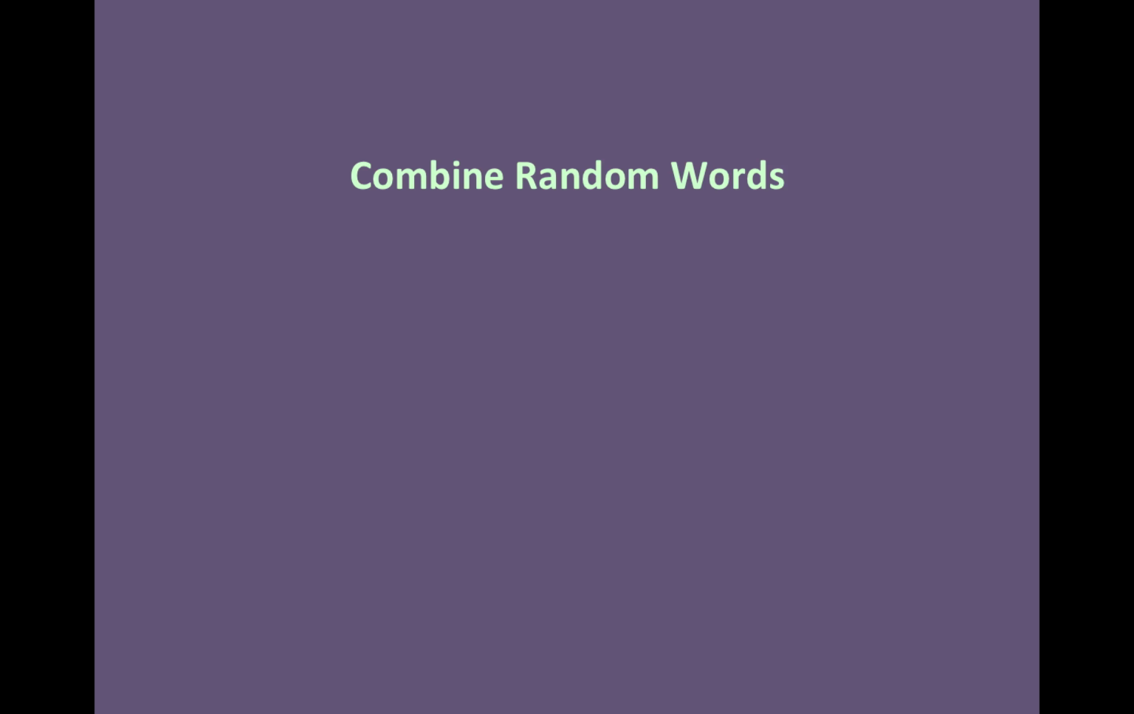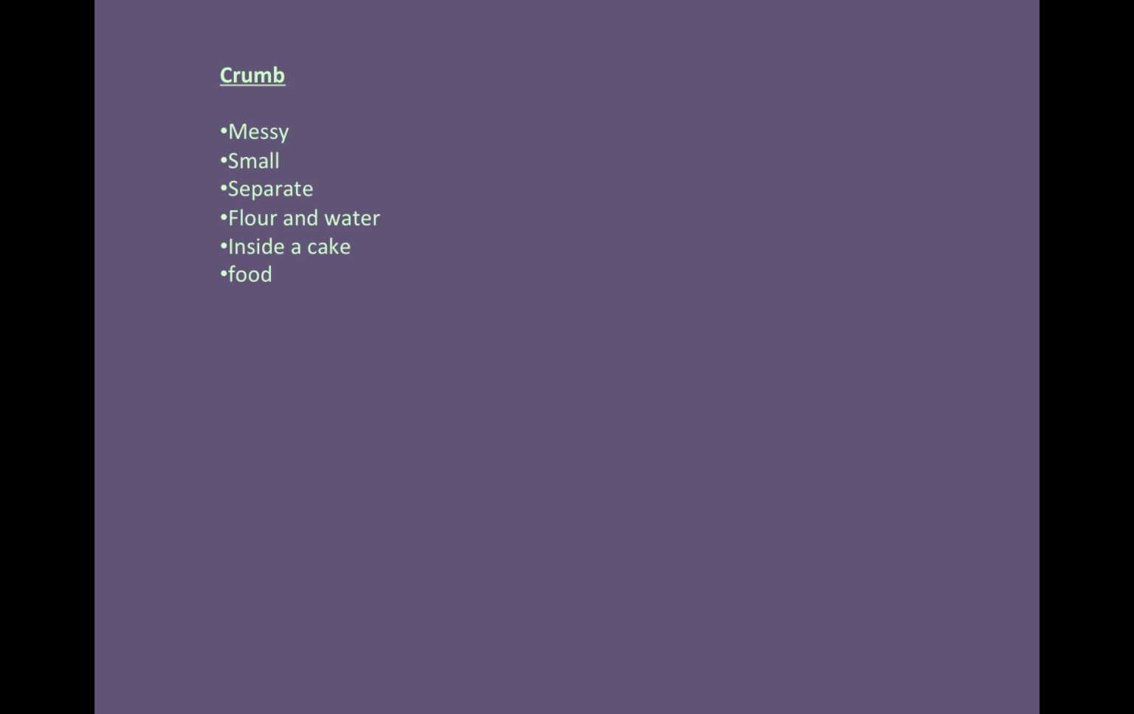Because the idea here is that by having unusual words that seem to have no relationship between each other, crumb and flower, for example, we can come up with combinations that are really interesting and unique. So by thinking of the word crumb, you might come up with things like messy, or small pieces, or separate little pieces, flour and water, inside a cake, a piece of food. You might think of bread or toast or anything like that. Or you might push the idea of crumb and think of Robert Crumb, the famous cartoonist, or the slang expression of crumb being a worthless person.